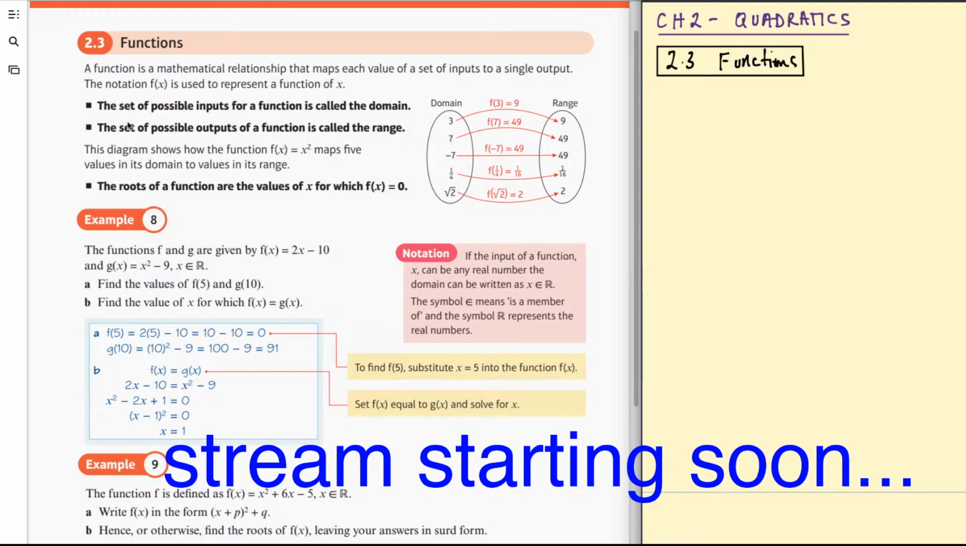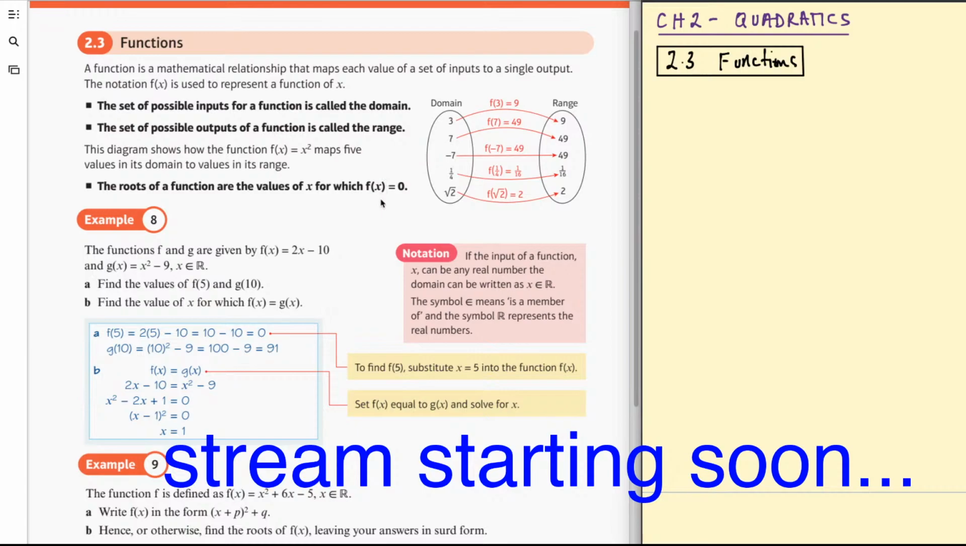The set of possible inputs for a function is called the domain. The set of possible outputs of a function is called the range. This diagram shows how the function f of x equals x squared maps 5 values in its domain to the values in the range. The roots of a function are the values of x for which f of x equals 0. So possibly a new word or new terminology there that you haven't seen before, roots. So a root is where f of x equals 0.